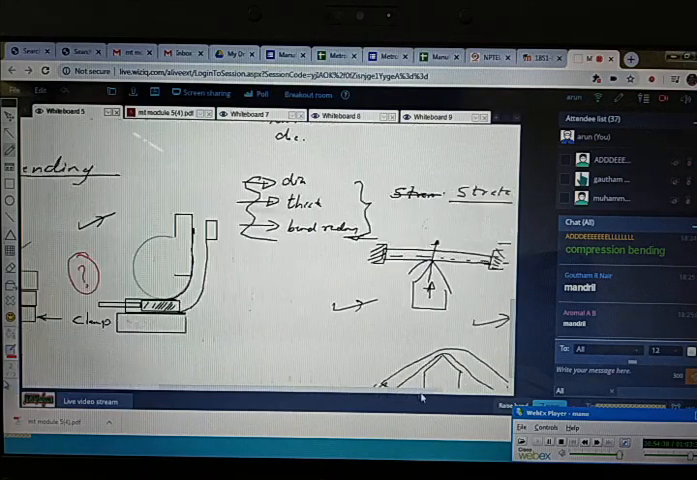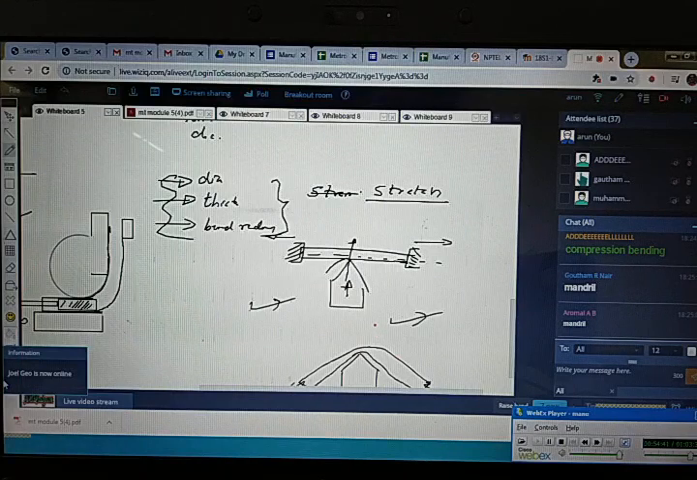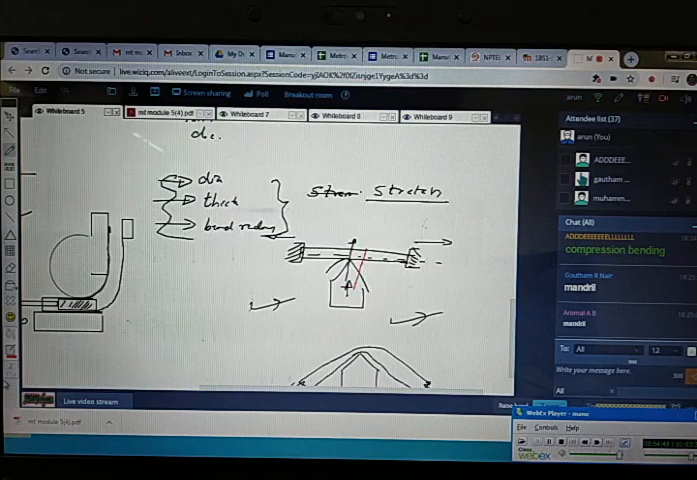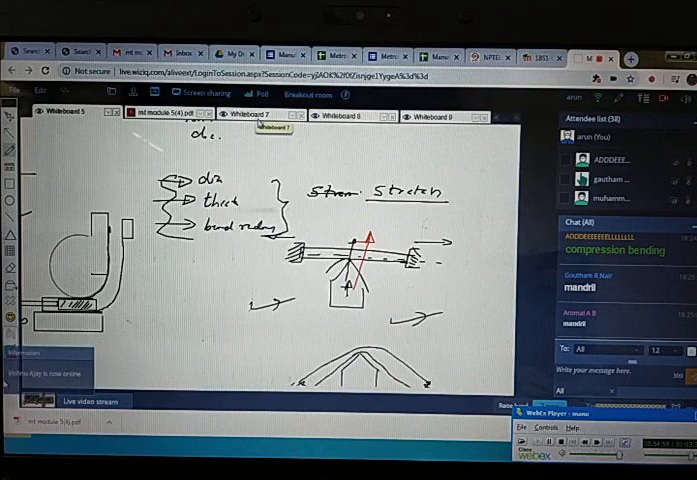And the last one is stretch bending. That is, by using the gripper, we give a tensile force, and then the perpendicular force is given by means of a V die over there. And it will get bent. So these are the different types of tube bending.